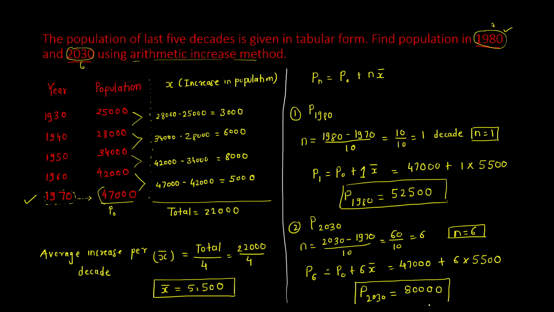So with this we have calculated the future estimated population, the approximate population in 1980 and 2030, and we have found it using the arithmetic increase method. So you solve it once again. In the next problem, pause the video when the question is given and try to get the answer by solving like this.